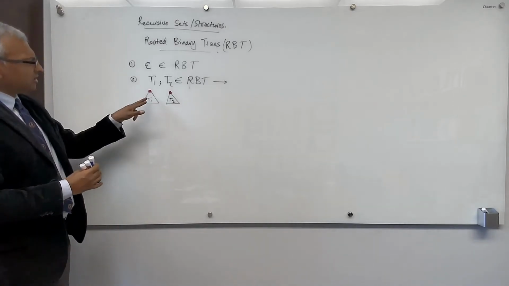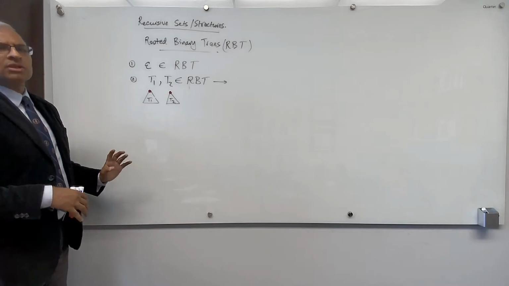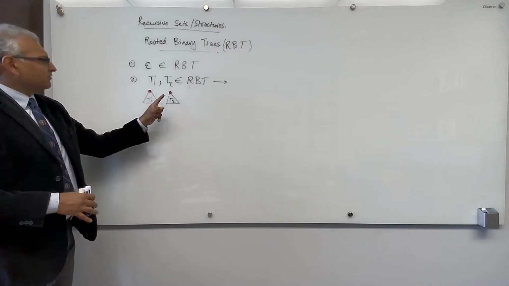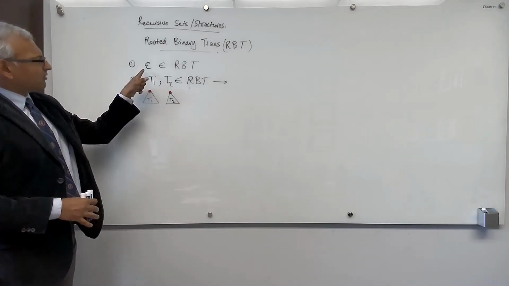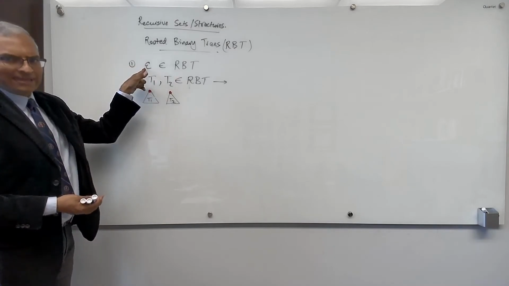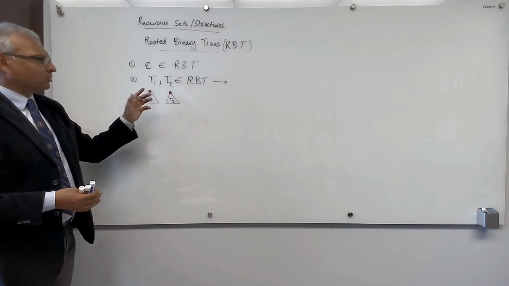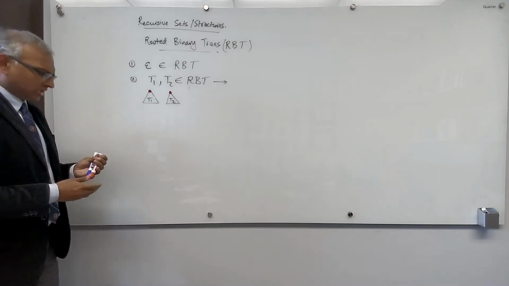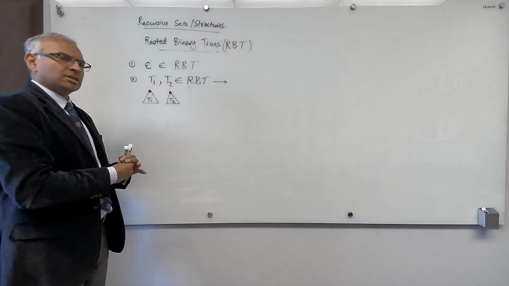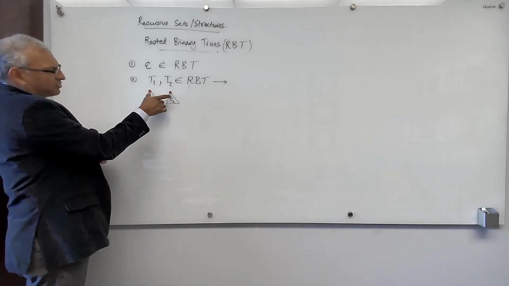So you have two trees, each of them have roots. The only case where they don't have roots is if they are already empty. So there's no root to be had here. But if they have no roots, then they have no roots. That's also fine in the definition. But the important part of the definition is when the trees have roots.